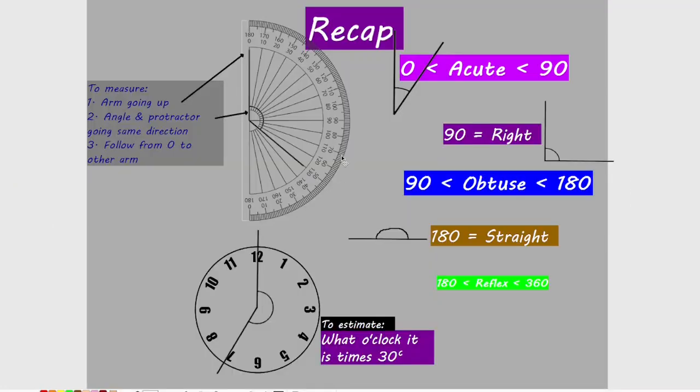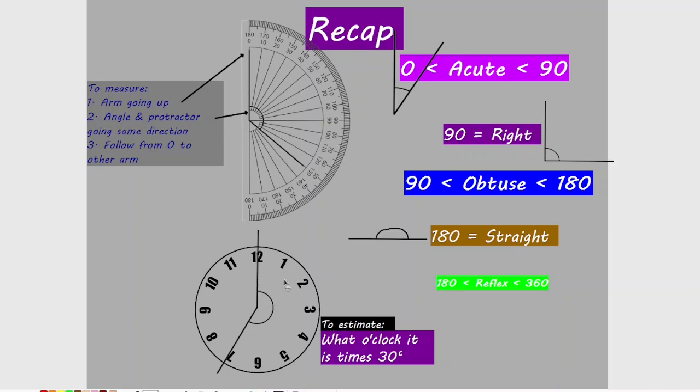Okay, here we are for the recap. On the right hand side here you can see the sizes and what the angles are called at certain sizes, which you are now an expert on. Part 2, we learned how to measure. So the first arm points straight up. Step 2, your protractor and angle should be coming out in the same direction. My preference is to come out to the right. Then step 3, follow from 0 and go to where the line is. This one is 130, which is the obtuse angle.